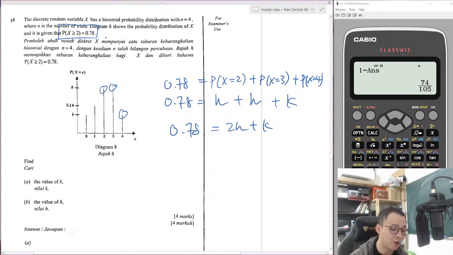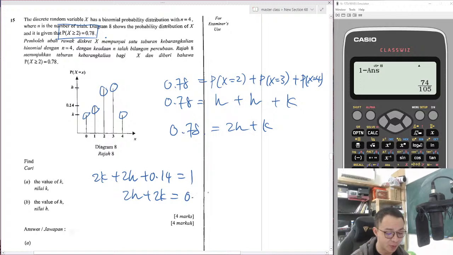And then I know all of them added together must equal 1, isn't it? Then I will add together k plus k, 2k, and h plus h, 2h, and then I have a 0.14, which will equal 1. Then I will have 2h plus 2k equals 0.86. I put here 2h plus 2k equals 0.86.